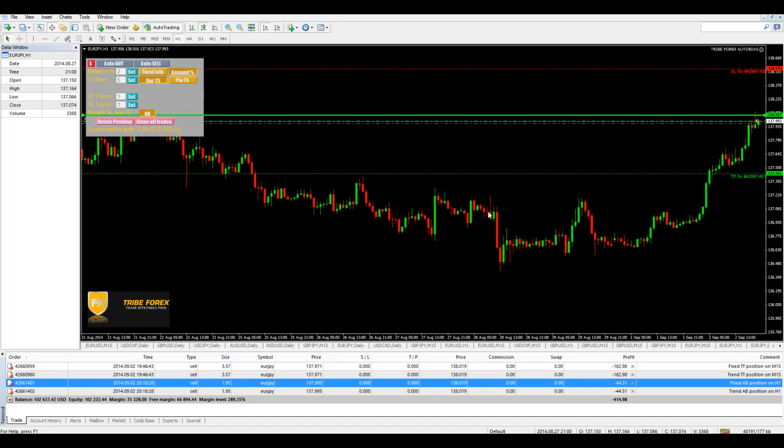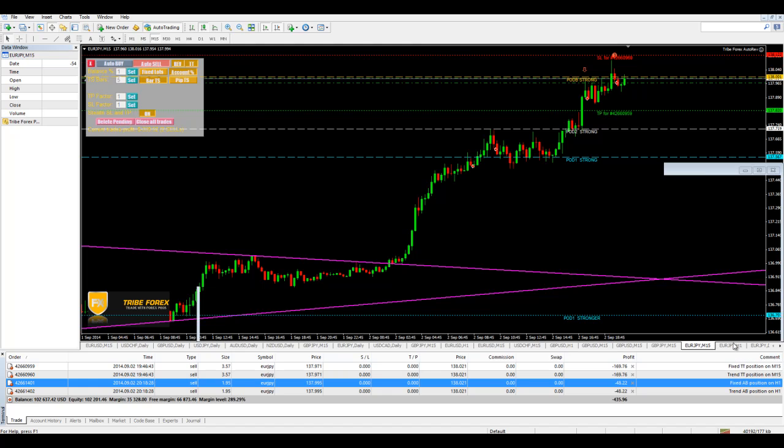TP factor, SL factor. So you're probably wondering, how do we determine what our stop loss and our take profit is? Our stop loss and our take profit is determined by, I'm going to pull it up.